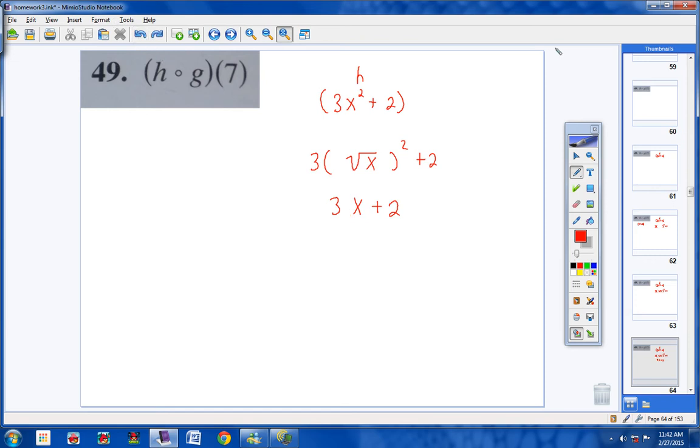Now we would be finished, but it says H of G of 7, so we have to put 7 in for x. So 3 times 7 is 21, plus 2 is 23, okay? So we're just reviewing.